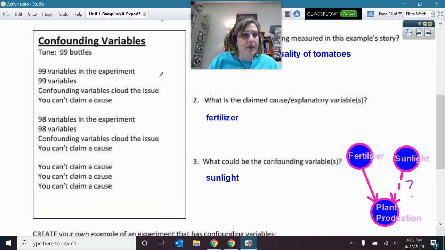I'll put the song in the notes for you, but here we have the confounding variables song. And so, of course, it goes to 99 bottles, 99 variables in the experiment, 99 variables.